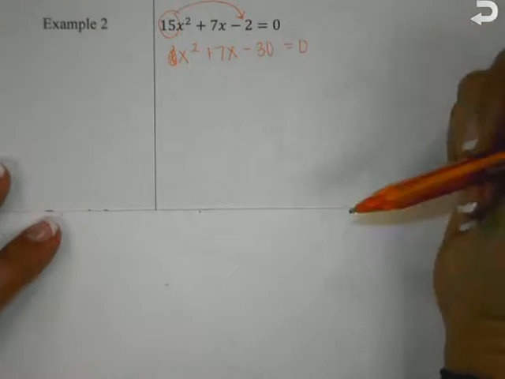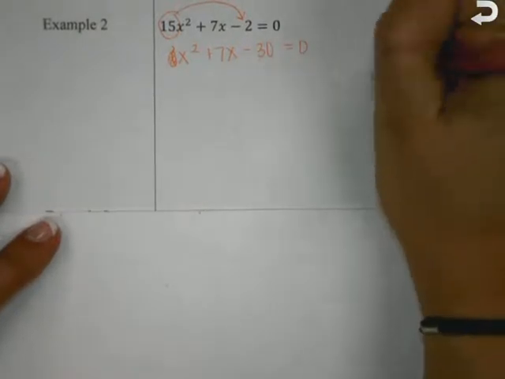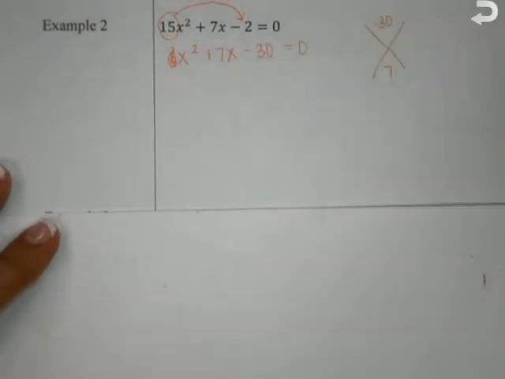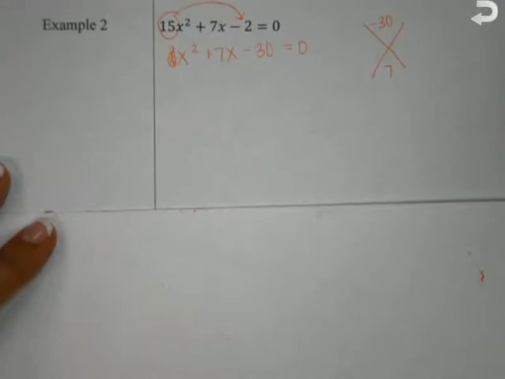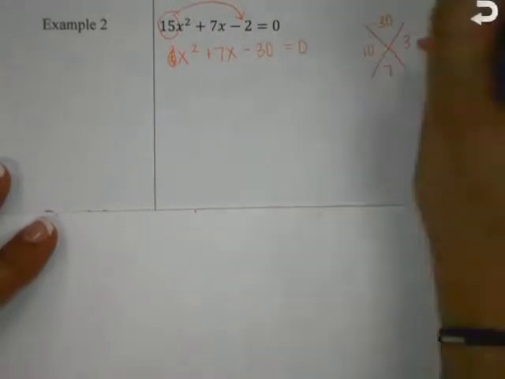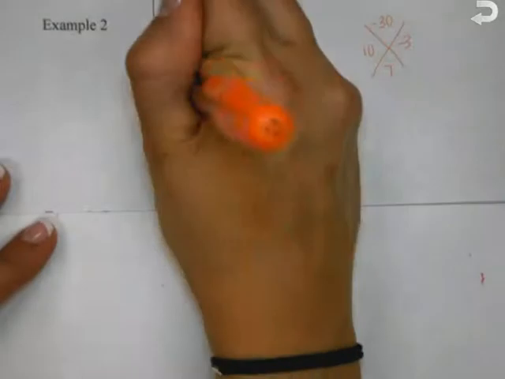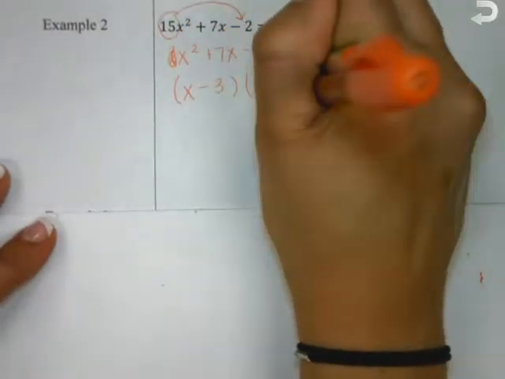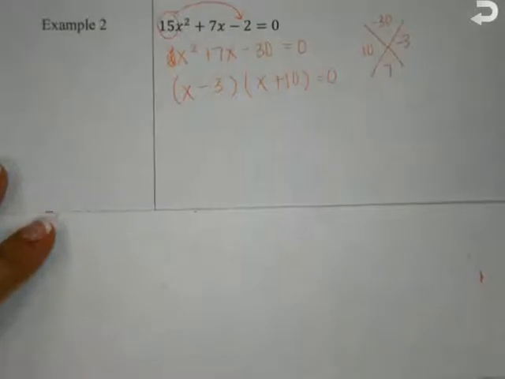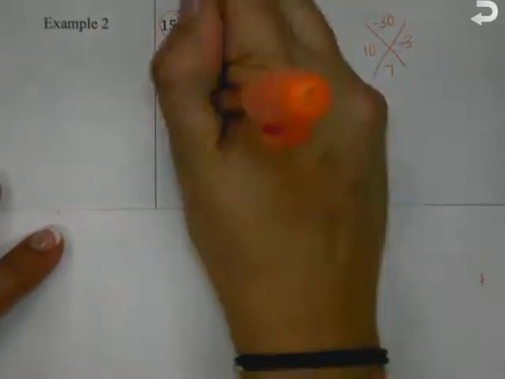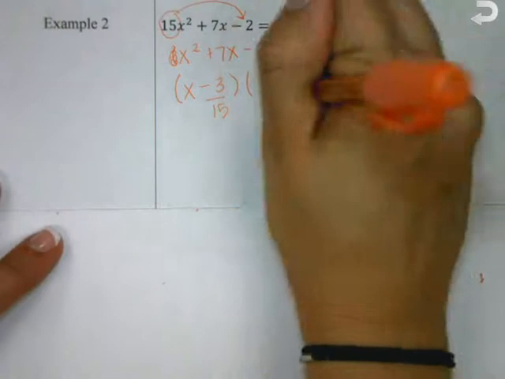And then we can factor this using diamond. So we have negative 30 and adds up to positive 7. 10 and 3. Which one has to be negative? The 3. Good. So this is x minus 3 times x plus 10 equals 0. Then what? Divide by 15. So make sure that you don't forget to divide by 15.